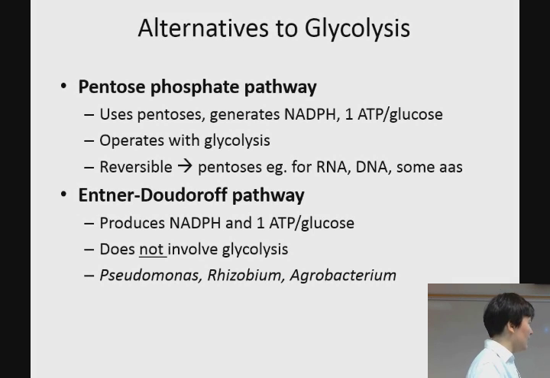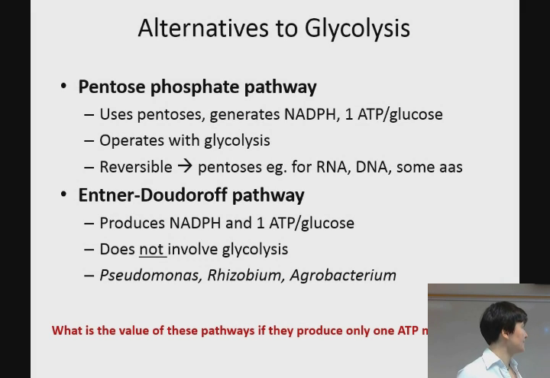The Entner-Doudoroff pathway does not go through glycolysis. Only some soil bacteria, actually nitrogen-fixing bacteria that tend to live on the roots of plants, have it. Some of these genera contain species that do this process. All you need to know is that it's another way to make energy and does not involve going through glucose.